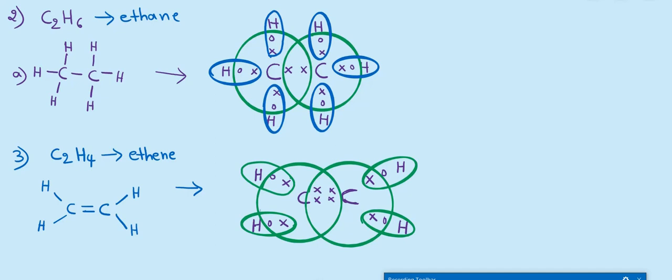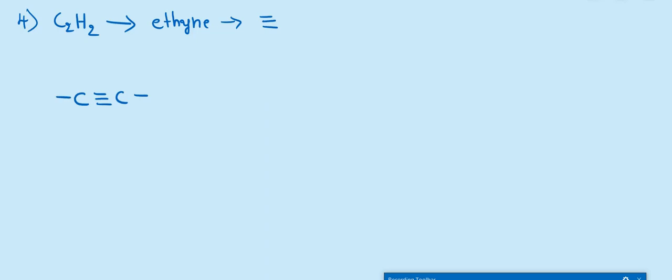Then we will move to the last one, the fourth one, C2H2. So here we call this compound ethyne. Yne means triple bond. One triple bond is there between carbon and carbon, right, like this, and 2 more hydrogens bonded with these carbon atoms.